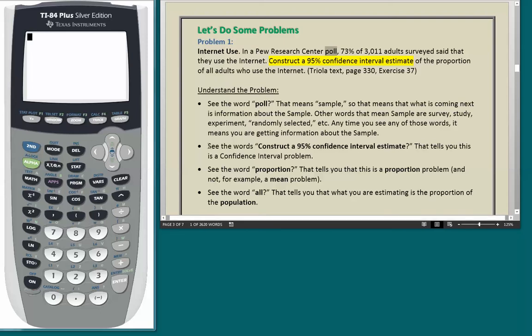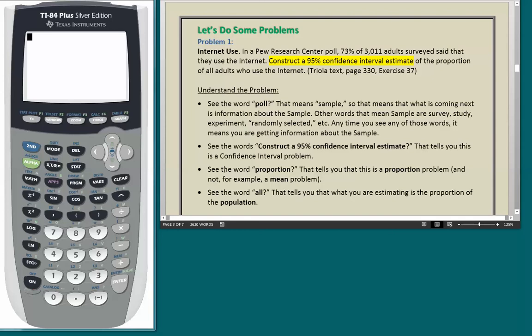Now let's look here. See the words construct a 95% confidence interval estimate. And here you see I've highlighted those words. They're so important. That tells you that this is a confidence interval problem. It tells you what you're going to be doing.